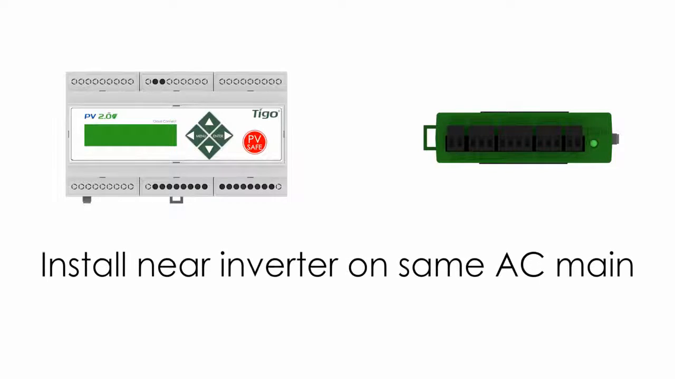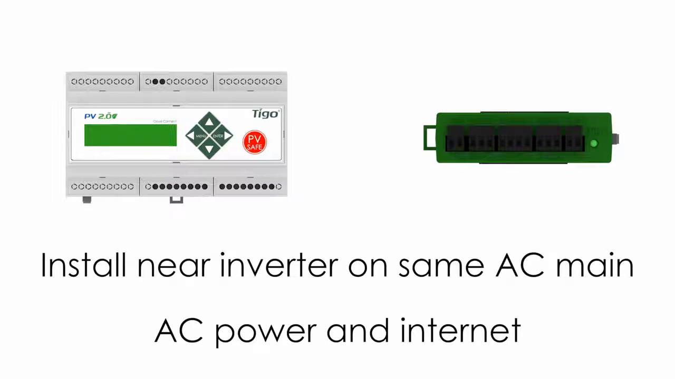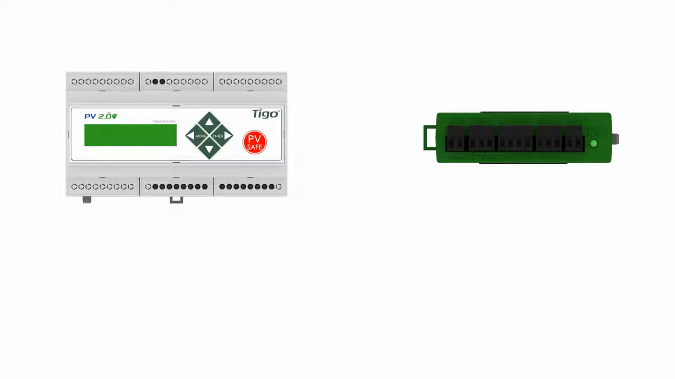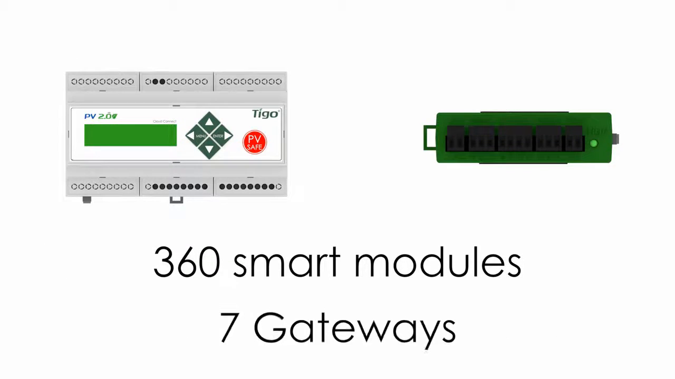The Cloud Connect or Cloud Connect Advanced is the data logger for the system and controls the safety features including rapid shutdown. It is typically mounted on a wall or beam near the inverter or inside it and should have access to AC power and internet. Each Cloud Connect can communicate with up to 360 smart modules.